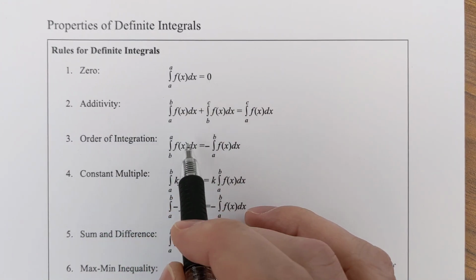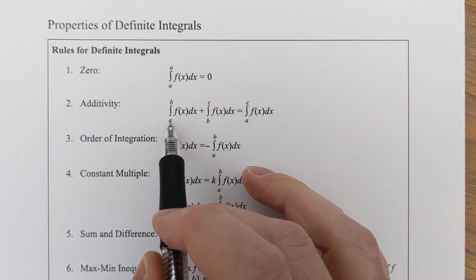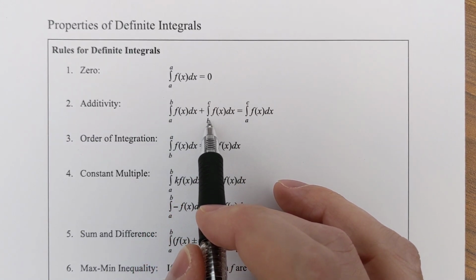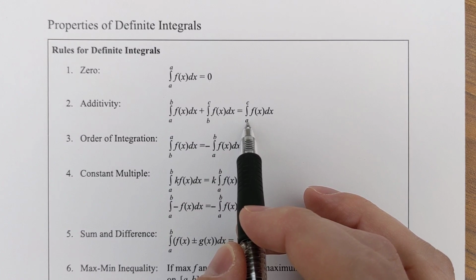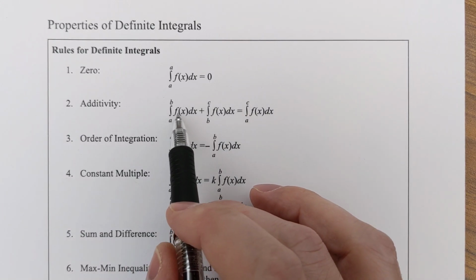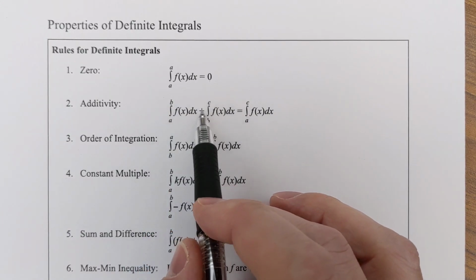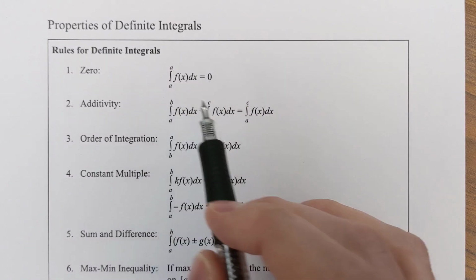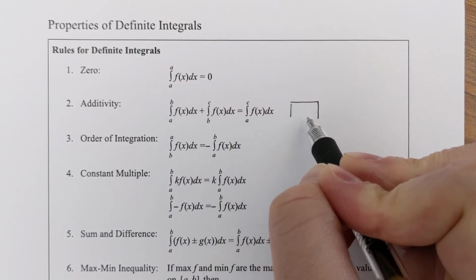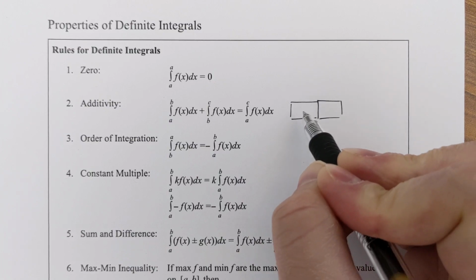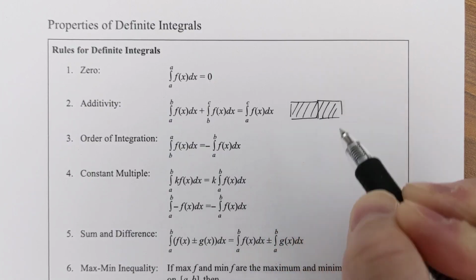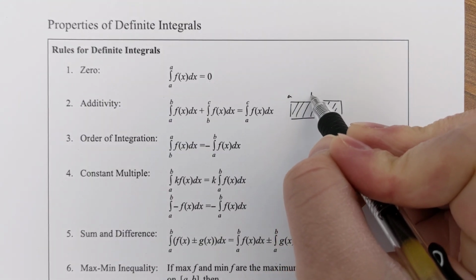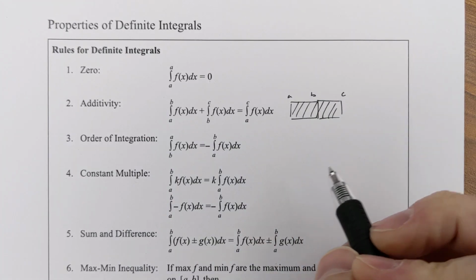Additivity. So you go from a to b of f of x, and you go from b to c of f of x. That's the same thing as just going from a to c. So essentially, rectangle 1, rectangle 2, but rectangle 2 starts where rectangle 1 ends. So here's rectangle 1, and then rectangle 2 just picks up. Well, you might as well just do the whole area all at once. So a to b, b to c, just combine them all at once.